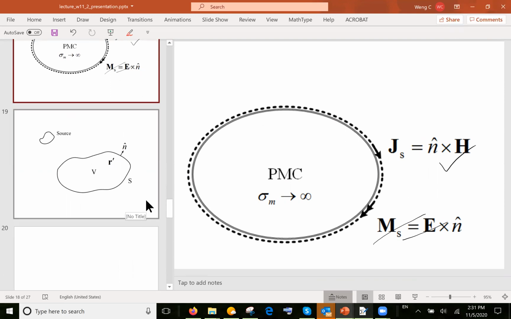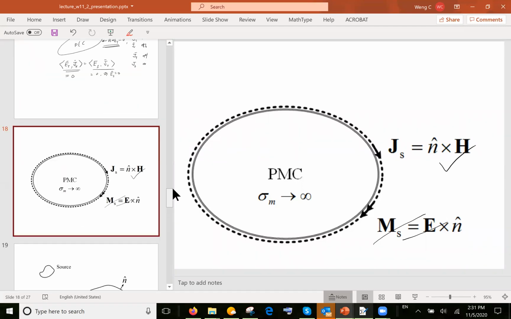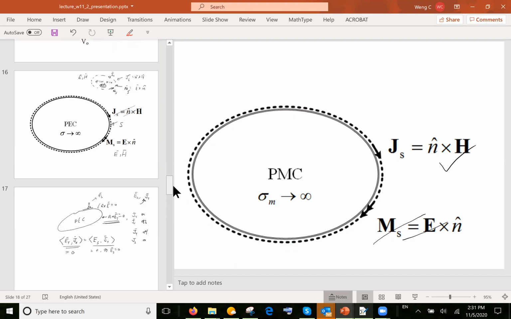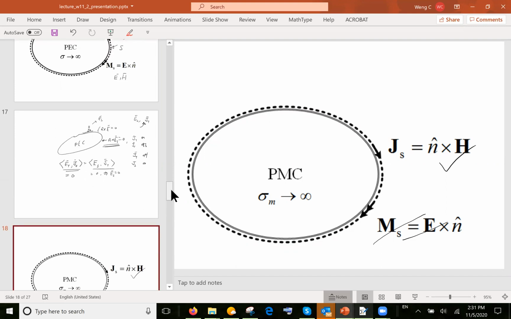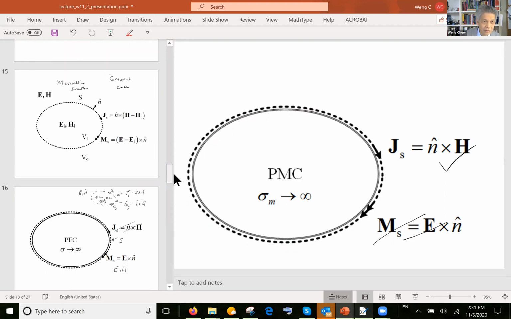Question about this Js not radiating. What's going on with the energy? If it doesn't radiate, it seems like the energy of this current is conserved. It produces no field, so it doesn't need energy.